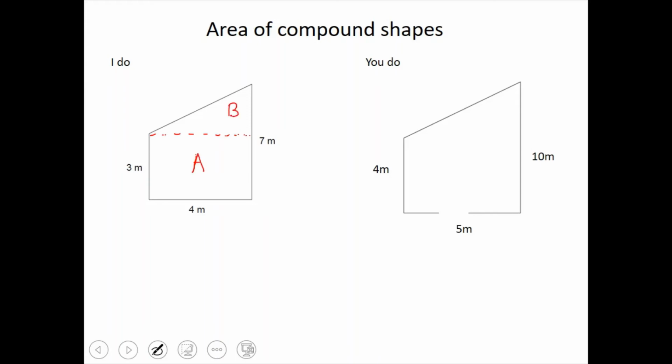Shape A is going to be pretty straightforward to find the area of. So I'm just going to write here shape A, and the area of shape A is 3 times 4. It's a rectangle, so we just need to write down 12 up here.